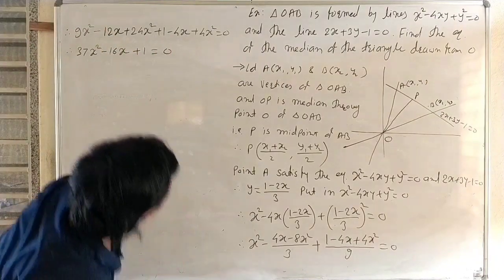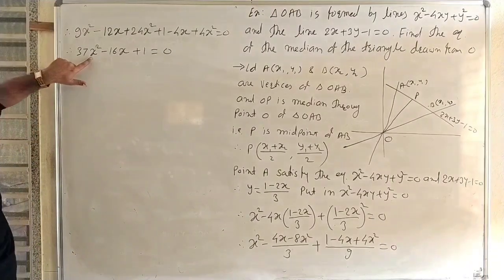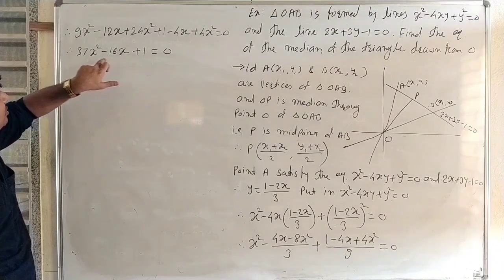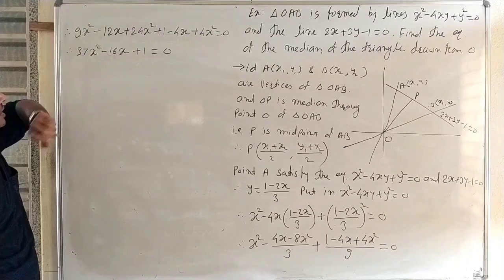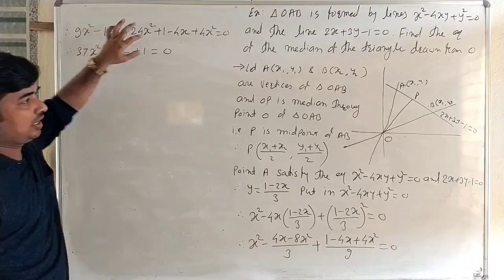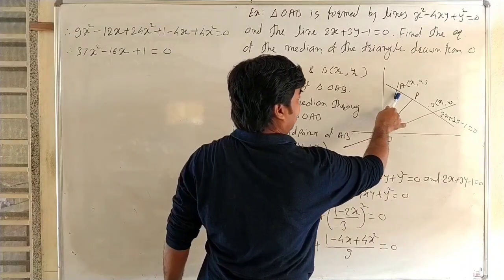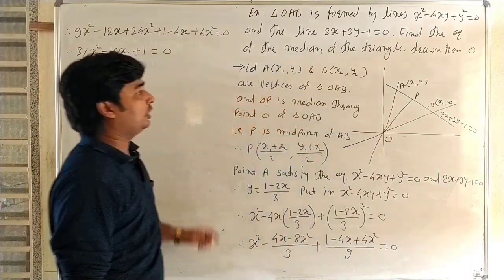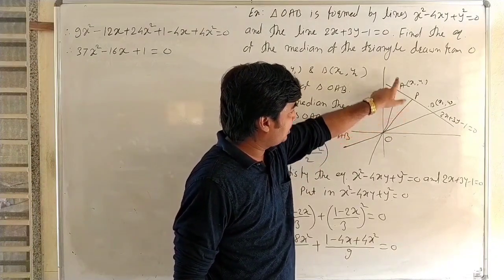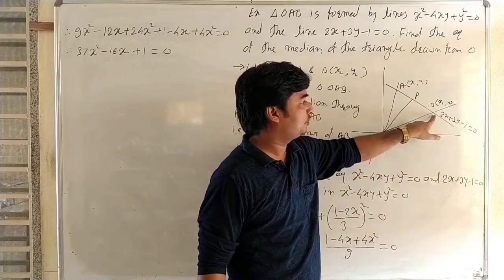Okay, now we find the values of x. But here we want x1 plus x2. That is the point of intersection. The values of x are two values, x1 and x2, because it is the point of intersection of the pair of straight lines. This equation satisfies this point, and also point B here.